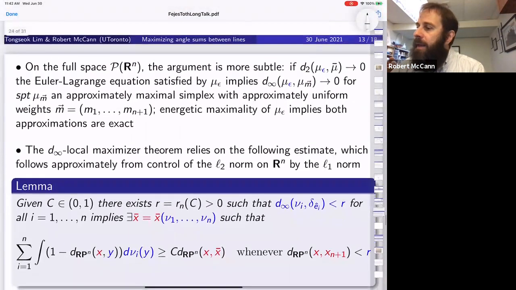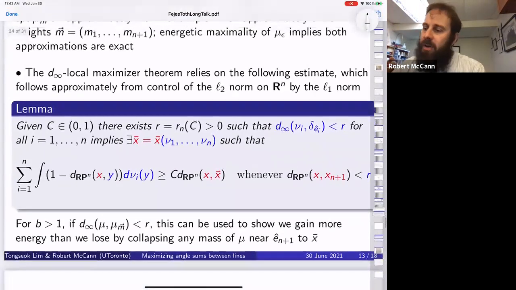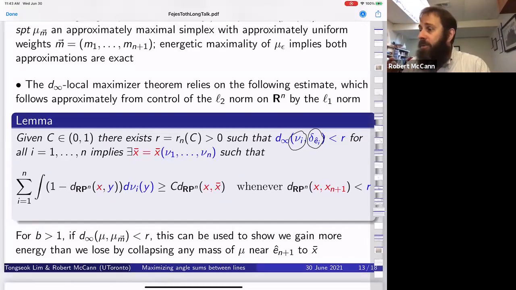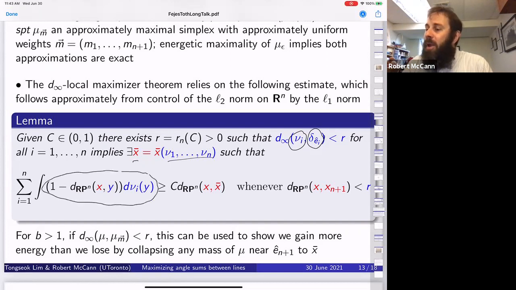Okay. And so I also need to tell you, how did we prove that these unbalanced orthonormal bases are still d infinity local energy maximizers? Somehow it relies on the following lemma, which has the flavor of control of the L2 norm by the L1 norm. So what does it say? It says, for any c less than 1, there's a radius bigger than 0, such that if you take n probability measures which are very close to being Dirac at n different orthogonal basis vectors, then you can find a point near the (n+1)st basis vector, such that this is something like the W star mu we saw earlier.